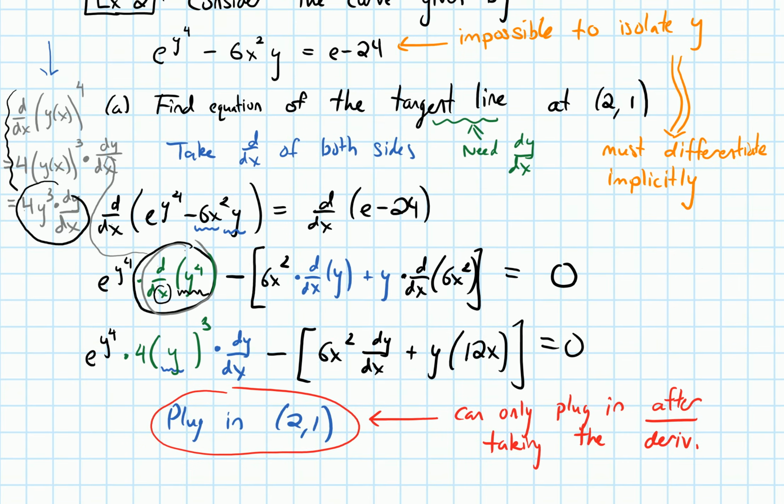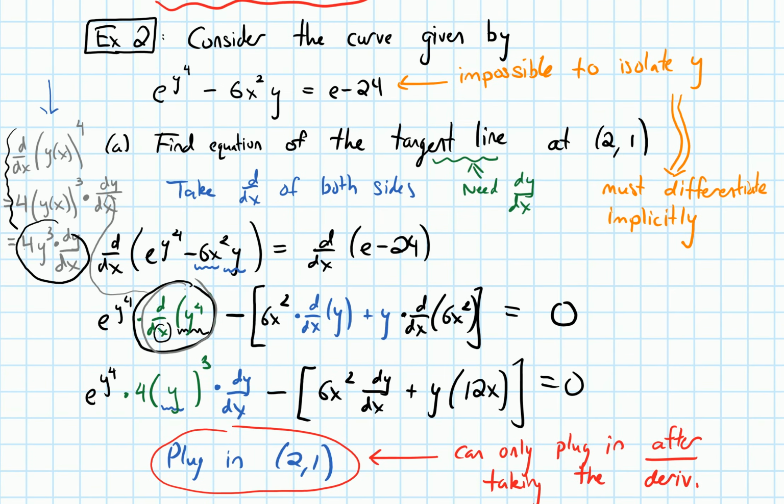If we had tried plugging in from the beginning, if we had plugged 2 and the 1 in for the x and the y respectively in the beginning, we just would have gotten constants on both sides. We just would have had a number on the left and a number on the right. So taking the derivative would just give us 0 on both sides, and that's not helpful.